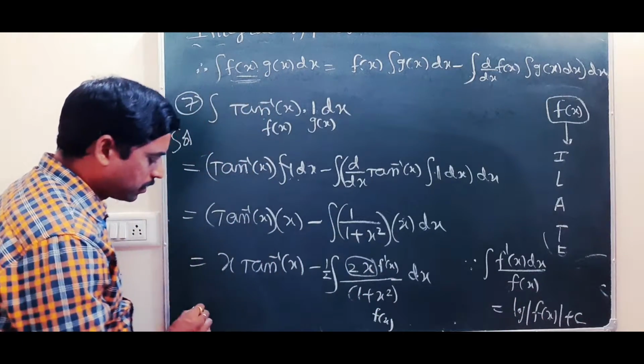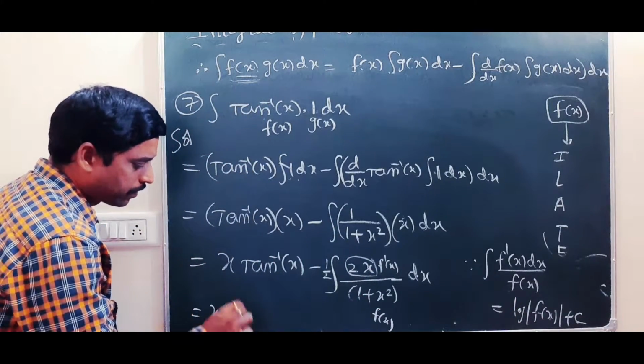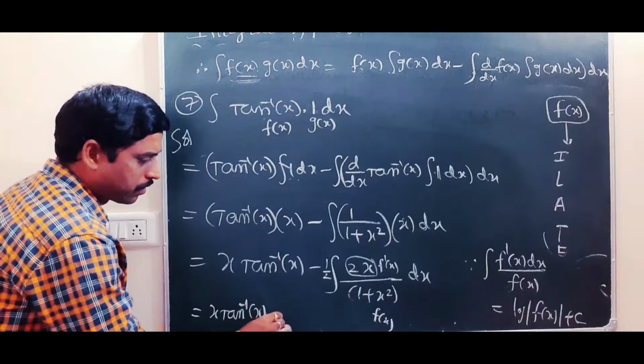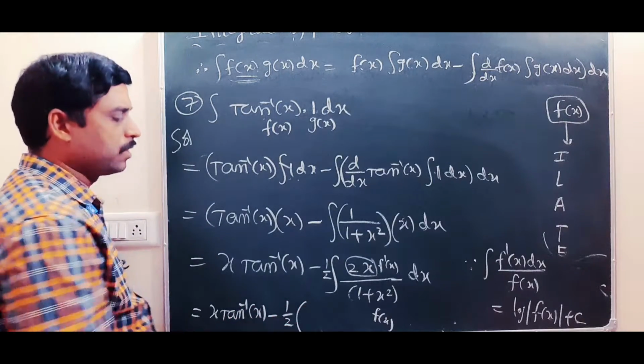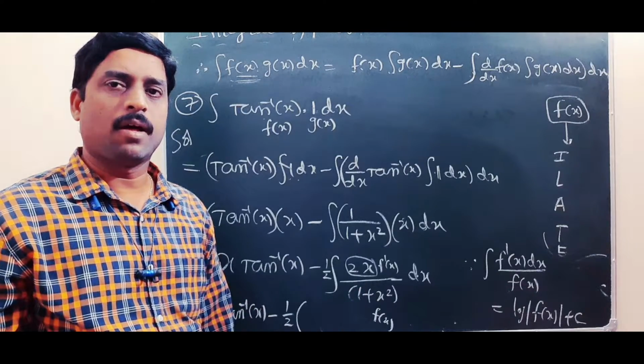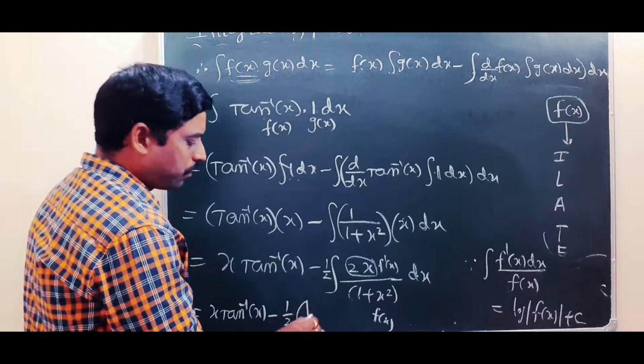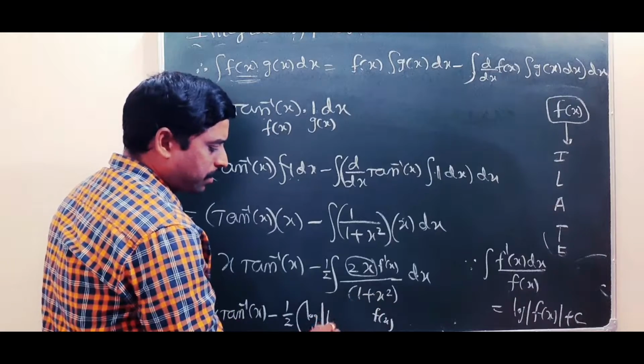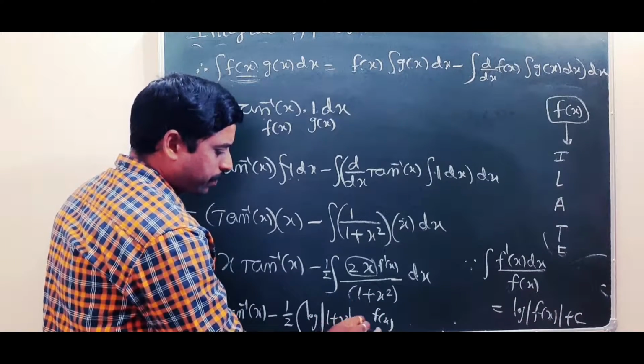Okay, so x tan inverse x minus 1 by 2 times of, what is the formula? Integral f dash x dx by f of x. Formula is log mod f of x. So log of, where f of x expression write 1 plus x square. This is the answer.